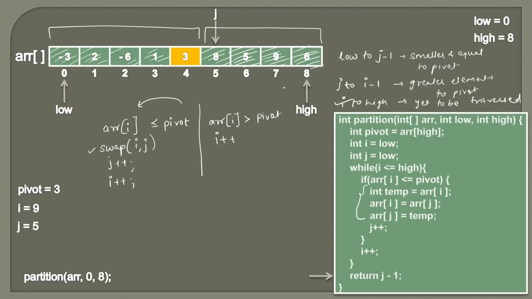If you observe closely, j is actually pointing to a place where the next smaller element to the pivot will come. So we will simply return j minus 1 because we know that from low to j minus 1, we have elements smaller and equal to the pivot. So 3 comes here, which is at index 4. So we will return the index of the pivot. In this partition, whatever value we return is actually the index of the pivot after the partitioning, which is j minus 1. So index 4 will be returned.